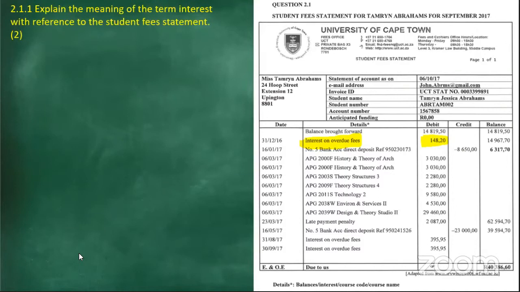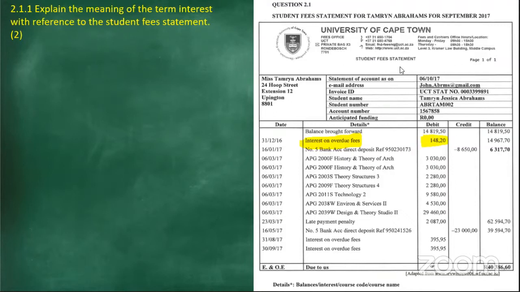Okay, Lisedi, you have given me the definition of interest in general, the one we were using when we were doing investments and loans, right? I want you now to give me the definition of interest based on this statement right here. It is very important that we understand this. It says, explain the meaning of the term interest with reference to the student fees statement.